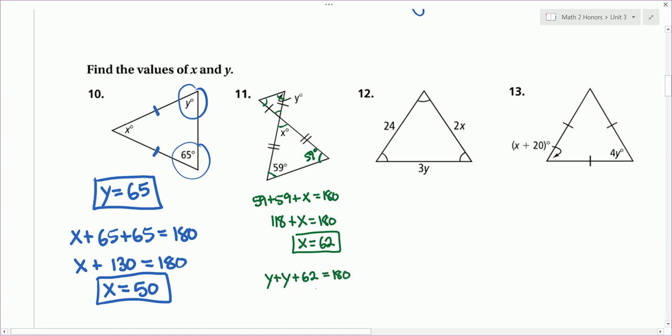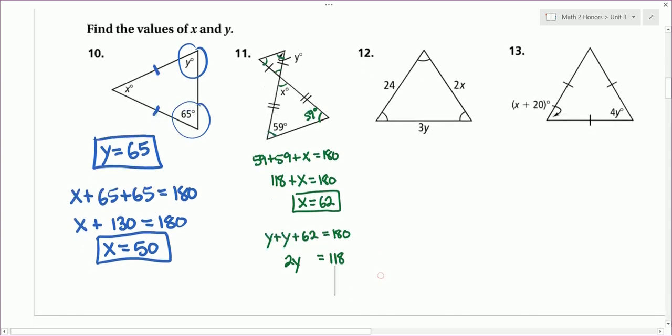If we subtract 62 and add the two y's, we get 2y is equal to 118, and then divide by 2, and you get y is equal to 59. So x is 62 degrees, y is 59 degrees.